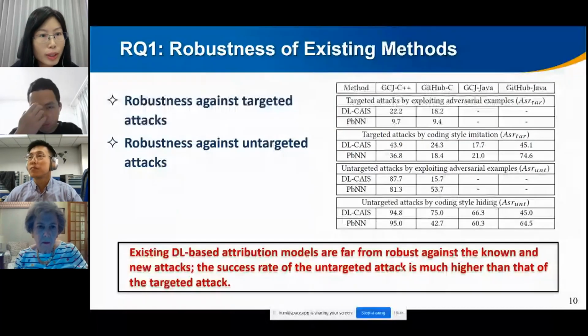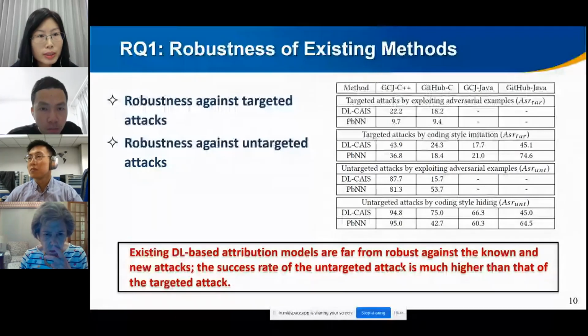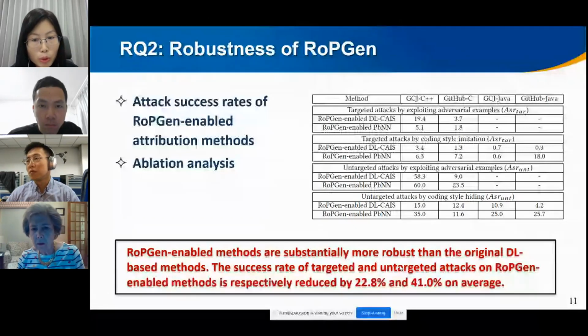The first research question is about robustness of existing methods. The results show that existing deep learning-based methods are far from robust against known and new attacks. The second research question is about the robustness of ROPGen. ROPGen-enabled methods are substantially more robust than the original deep learning-based methods.